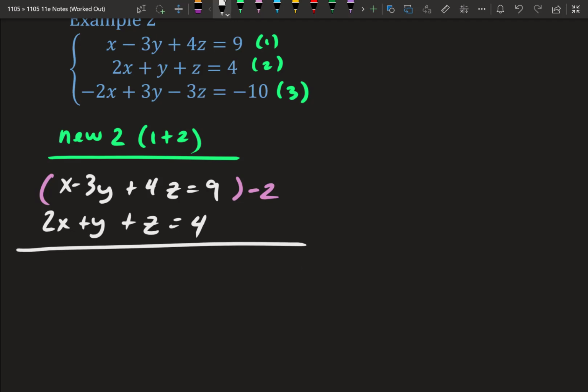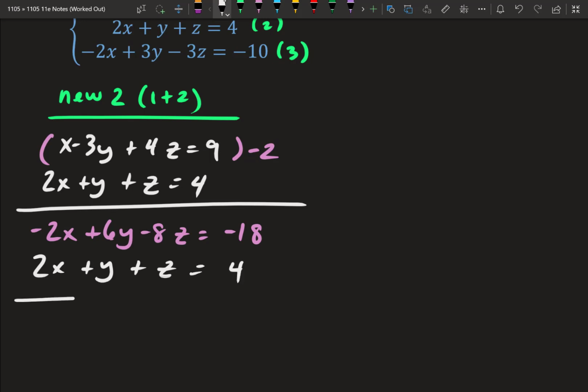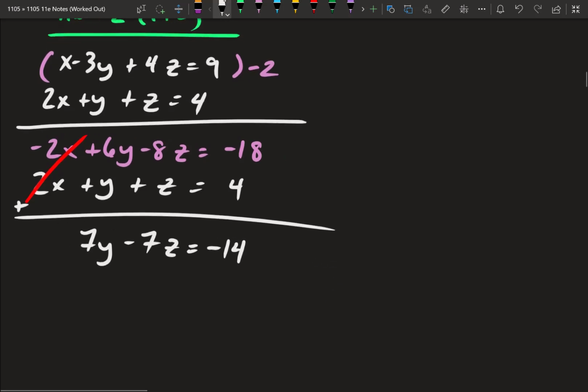So we have negative 2 times x is negative 2x. Negative 2 times negative 3y is positive 6y. Negative 2 times 4z is negative 8z. And negative 2 times 9 is negative 18. And we did nothing to the bottom. Now we're going to add them. You notice our x's cancel out. Then we have 6y and y is 7y. Negative 8z and z is negative 7z. And negative 18 plus 4, we get negative 14. That is our new 2.